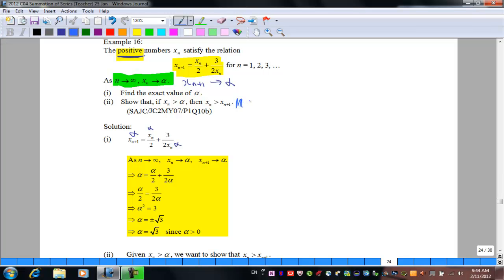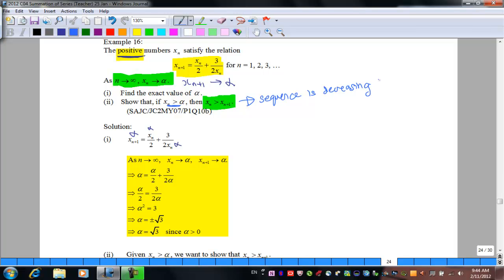Now what's the implication of saying that if xn is more than alpha, then xn is more than xn plus 1? This means that xn plus 1 will be less than xn, right? So that means that the value of the sequence is actually decreasing. Okay, because each subsequent term is going to be smaller than the previous term. So what this inequality means in plain English instead of mathematical symbols is the sequence is decreasing.